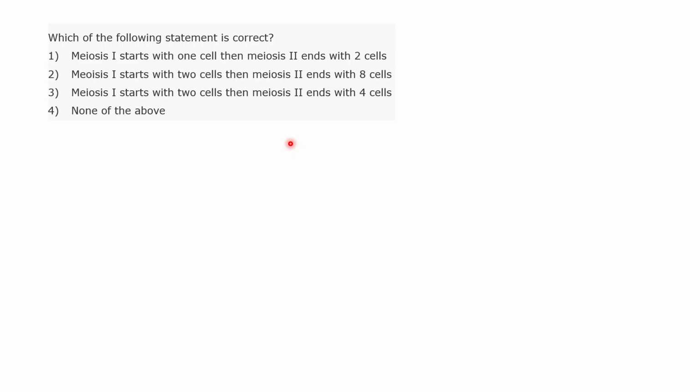Okay, so I will just give you the answer. The answer to this question, sorry for that, is option number 2. I will just correct this. Meiosis 1 starts with 2 cells, then meiosis 2 ends with 8 cells.